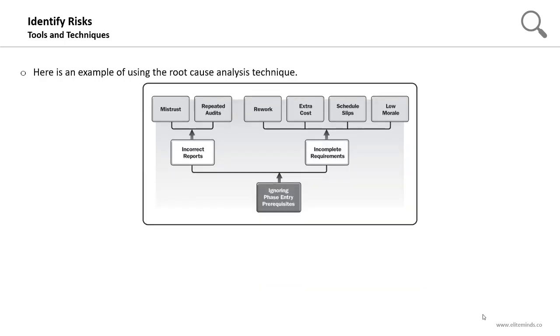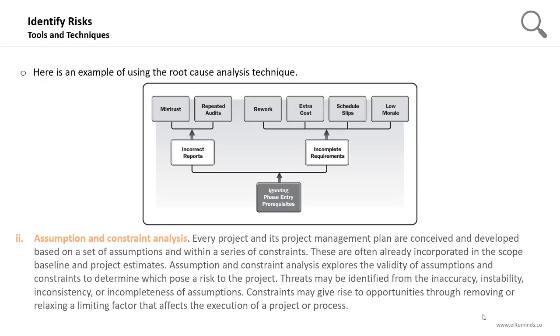Here is an example of using the root cause analysis technique. The problem statement is ignoring phase entry prerequisites. The causes might be incomplete requirements or incorrect reports, and you will dig deep. The sub-causes of incorrect reports might be repeated audits or mistrust. The sub-causes for incomplete requirements might be rework, extra costs, schedule slips, or low morale. And you can dig deeper and have another level of sub-causes.